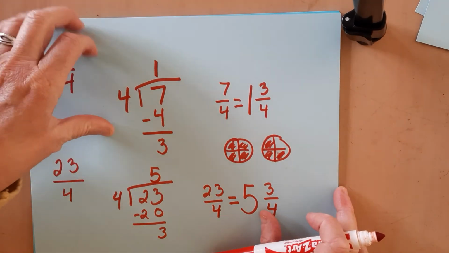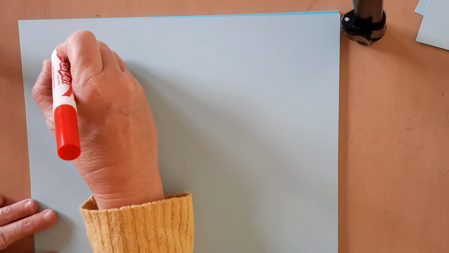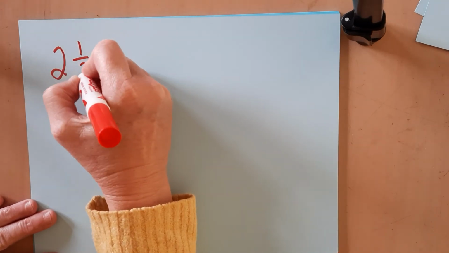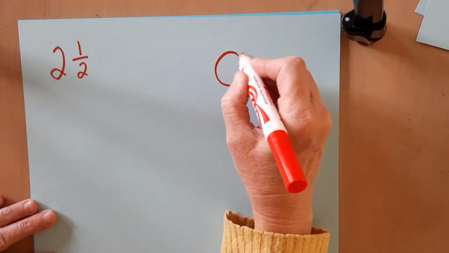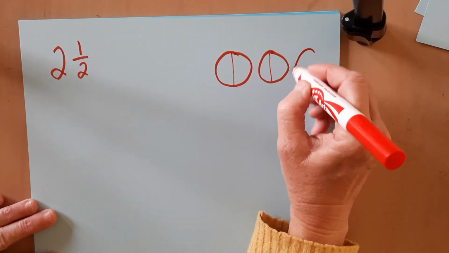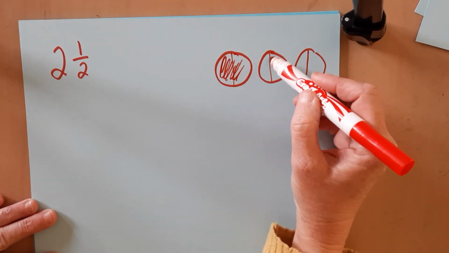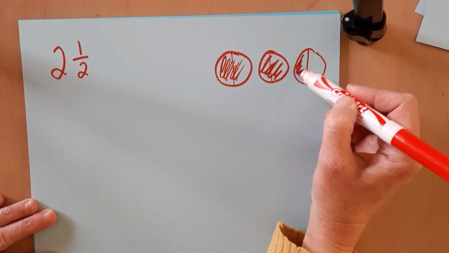That's how you go from an improper fraction to a mixed numeral. But we also need to go the opposite way. We have to know how to go from a mixed numeral into an improper fraction. So 2 and 1/2, we know that that would be 2 whole pies, which is like this, and 1/2. So let's color them in. 2 whole pies plus 1/2.